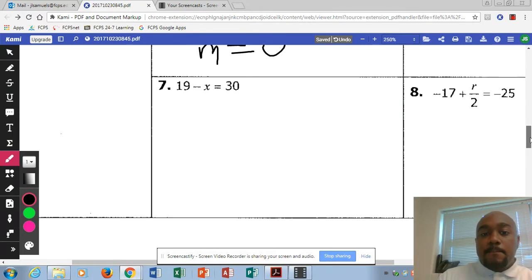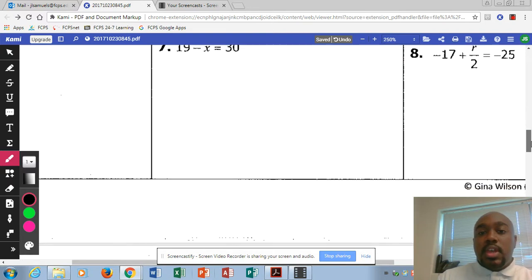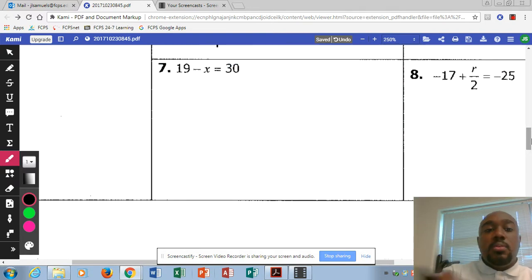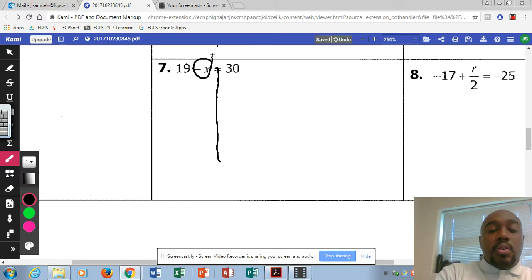Let's do number 7. Once again, we're doing the same thing. First and foremost, we tee it up. This is our variable here, and we want to get it by itself. The thing on the same side as the variable is this 19. The only way to get rid of that 19 is by doing the inverse operation, the opposite. Right now we have a positive 19, so we're going to subtract 19.